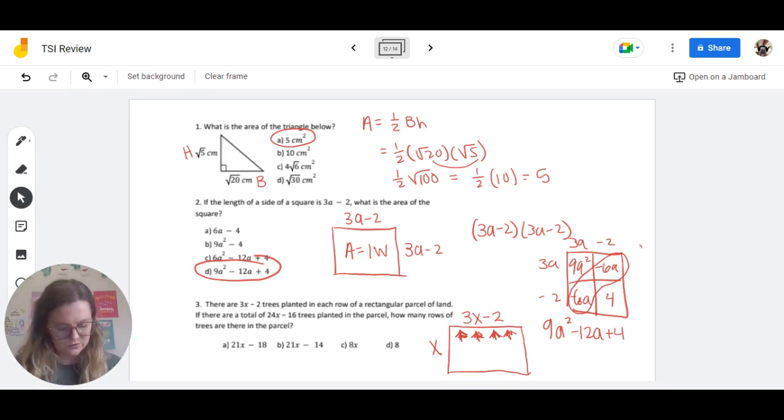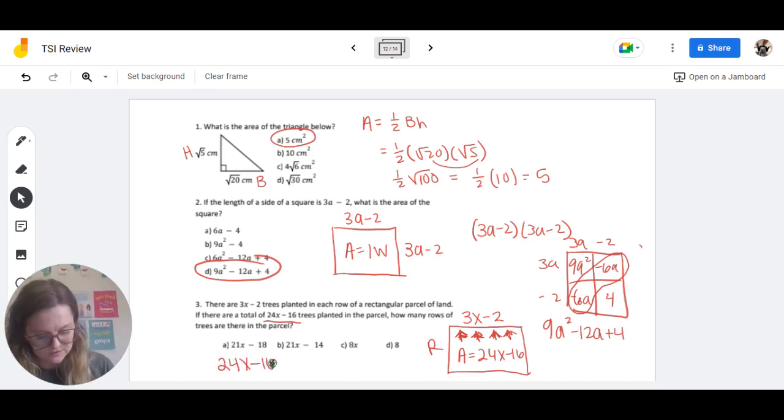And you know what? I'm going to choose a different variable for x. Let's choose this as r for row because I don't want to get it mixed up with this x. And then they told us that the total amount of trees is 24x minus 16. So when I'm talking about how many trees are inside, that's another way of saying the area. So they're telling me that the area is 24x minus 16. So if we remember, the area of a rectangle is length times width. So I'm going to kind of rewrite this. So the area, or 24x minus 16, is equal to my length times my width.